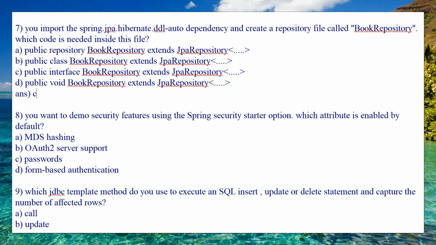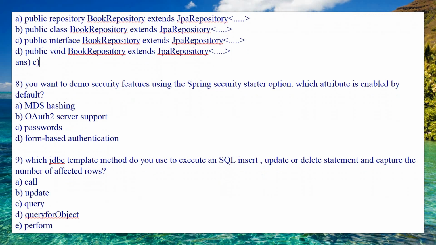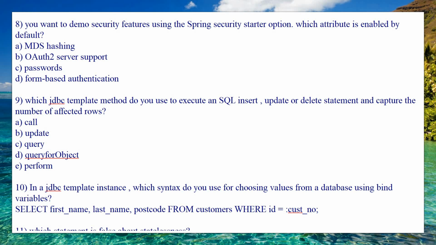So next one is the 8th question. Do you want to demo security features using the Spring Security Starter option? Which attribute is enabled by default? Whether you use MD5 hashing, so there is no concept of MD5 hashing. Passwords, so nowadays even the passwords do not give many security issues.